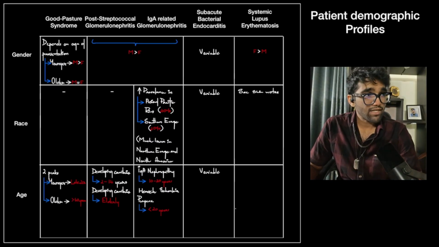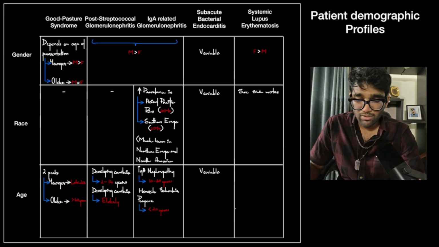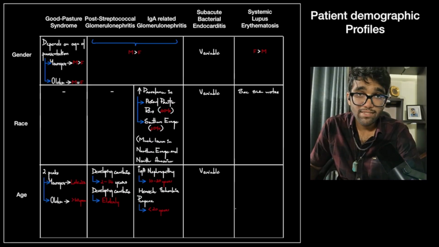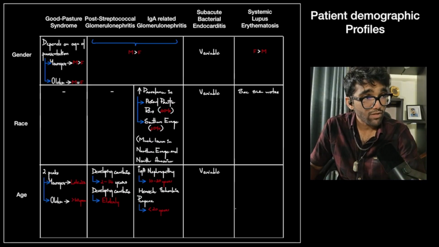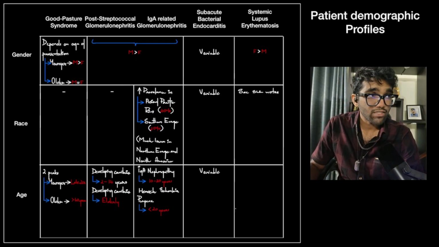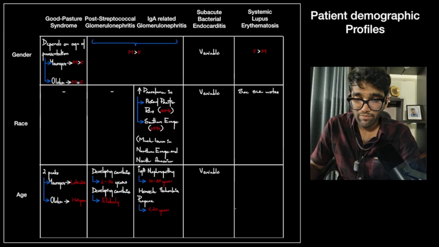Again, subacute bacterial endocarditis. The epidemiology is variable because it reflects the epidemiology of infective endocarditis, and also different people have different genetic predispositions for development of endocarditis, and are treated differently when such a situation arises clinically.